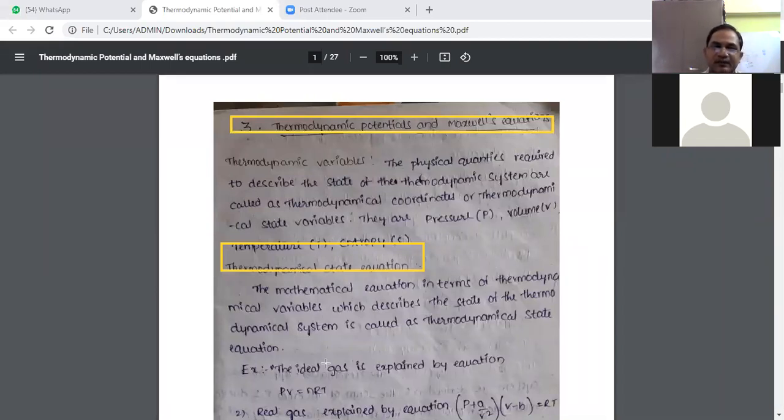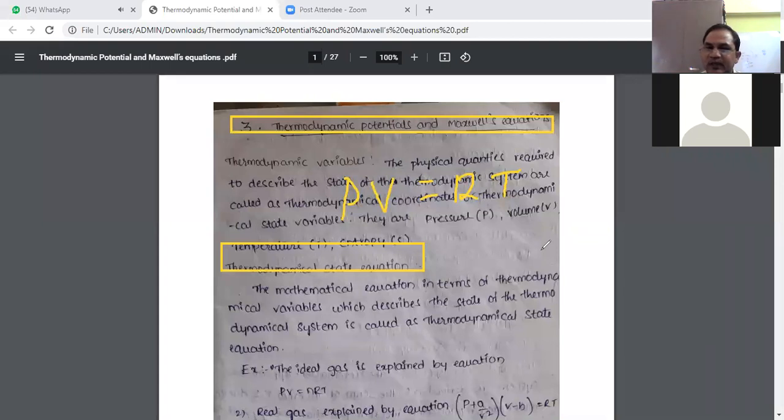What is the ideal gas equation? P into V is equal to RT, where P stands for pressure, V stands for volume, T is the absolute temperature, and R is the universal gas constant.